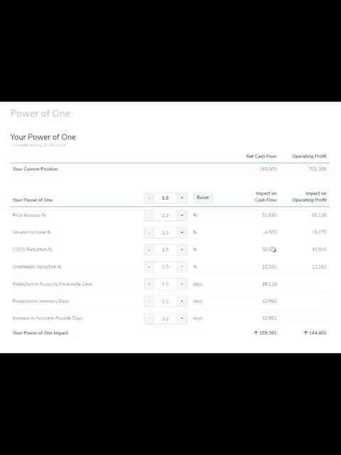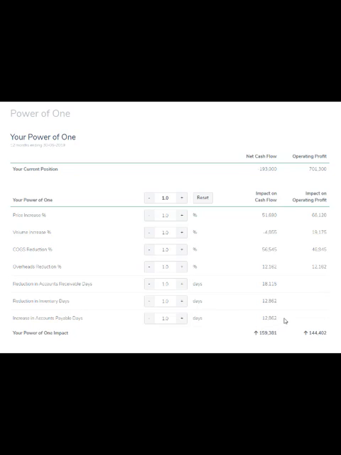Okay, so this is the power of one. This is really quite a powerful section. Basically, we look at what happens if we had a 1% increase in price, if we increased our volume further, if we reduced our cost of goods sold by 1%, what is our overhead reduction if we reduce that by 1%, reduction in accounts receivable days, a reduction in inventory days, and an increase in accounts payable.